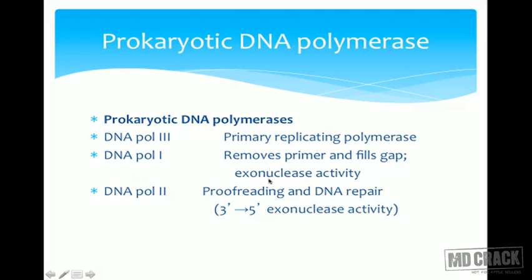It has what is called exonuclease activity. I'll be explaining it more to you as we go ahead. Just remember for now that Pol 1 removes the RNA primer. Wherever there is an RNA primer, it can eat that primer, remove that primer, and it fills the gap. That is DNA polymerase 1. And DNA polymerase 2 is responsible for DNA repair. What we call proofreading and DNA repair is done by DNA polymerase 2, and it has 3' to 5' exonuclease activity. I'll tell you what these also mean.